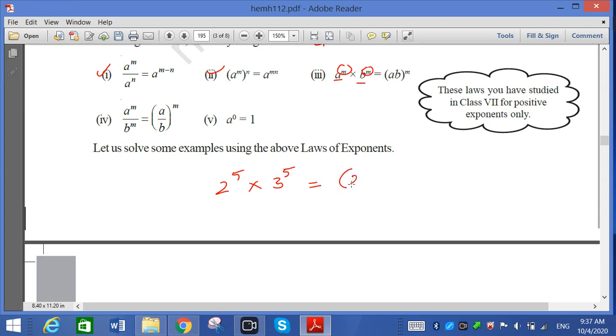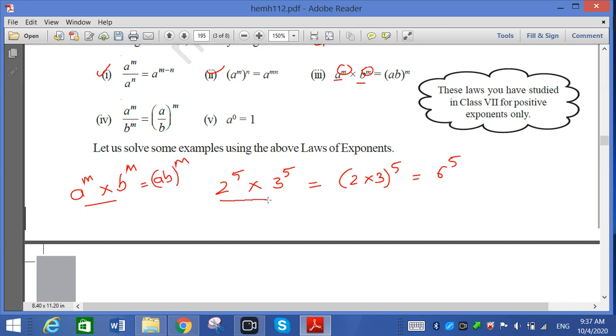So what do I have to write? 2 into 3, the power 5. So 6 the power 5. Again, a the power m and b the power n: if the bases are same, the powers are different; if the powers are same, the bases are different. When the exponent is the same, you have to do the multiplication of the bases, that is ab the power m.